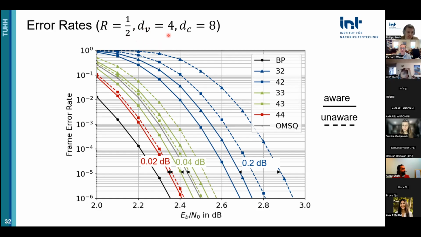Yeah, I also looked at a 3.6 example, and interestingly, the gain was not that large for this degree. I see. So it can turn out to have not that much of a benefit if you use a degree distribution which is different. And this is something we have to investigate further, in particular also for irregular LDPC codes.